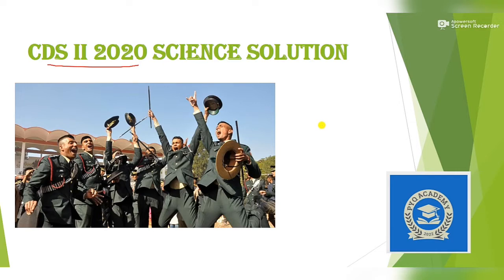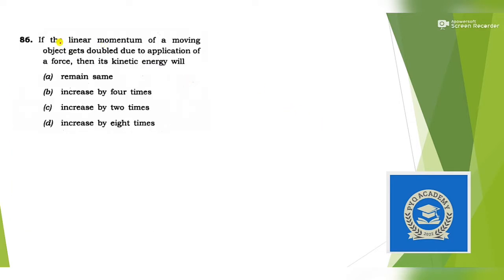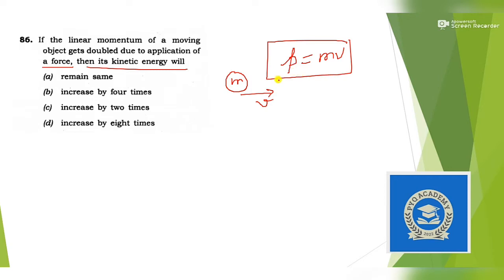In the first question, it is given that if the linear momentum of a moving object gets doubled due to application of a force, then the kinetic energy will be. Suppose we take a body of mass m moving with velocity v, then it will have the momentum mv. Let's take it as case 1. Now suppose one force F is applied which increases its velocity, and now the new momentum becomes 2mv.